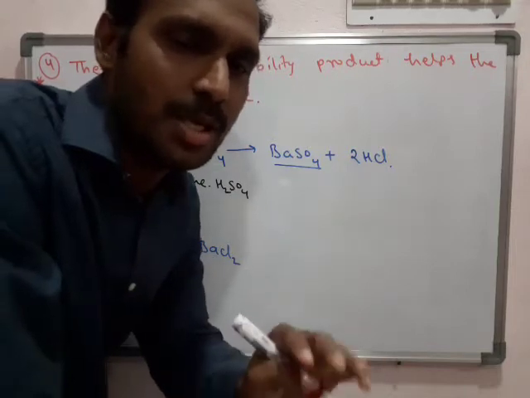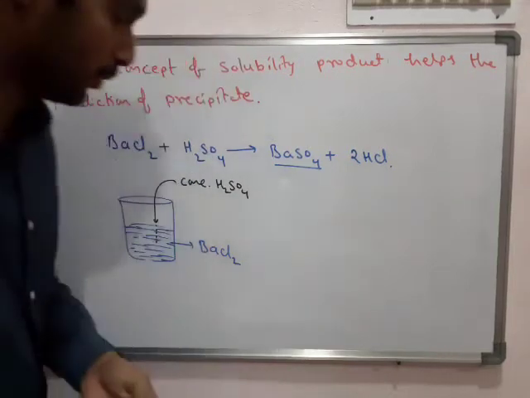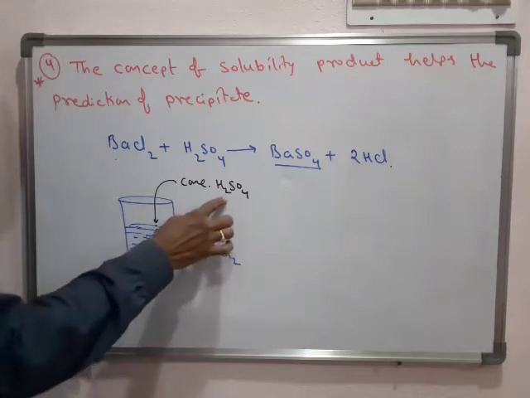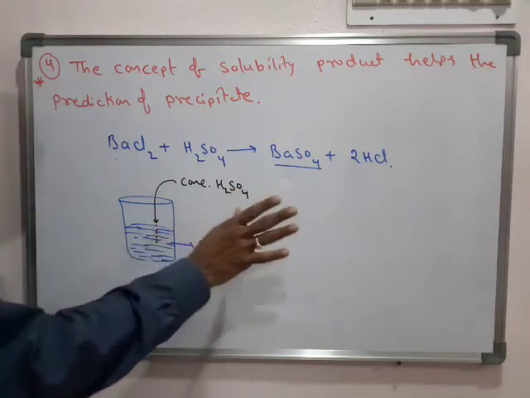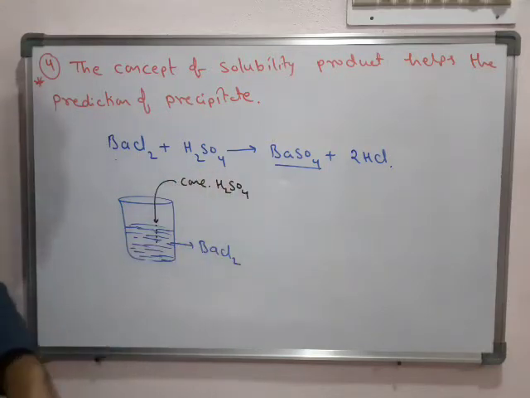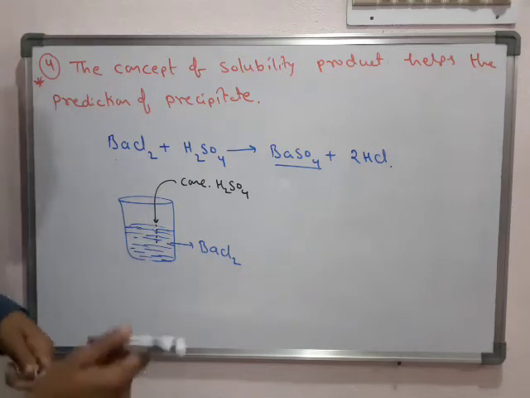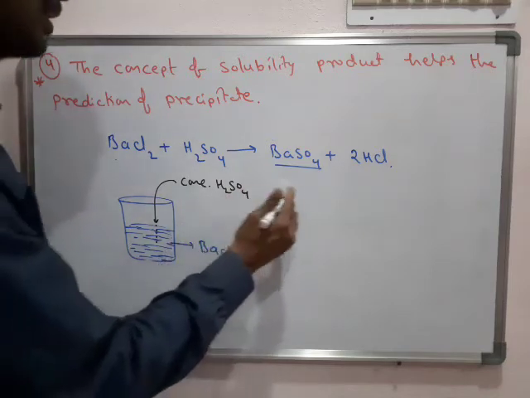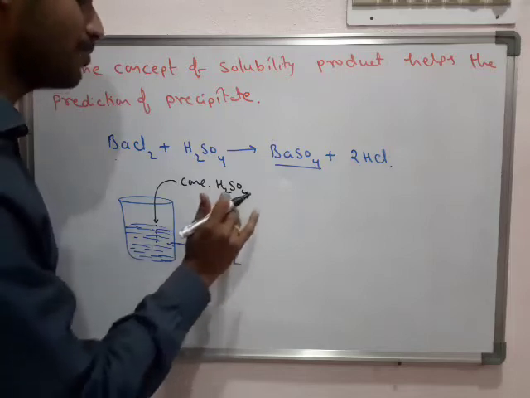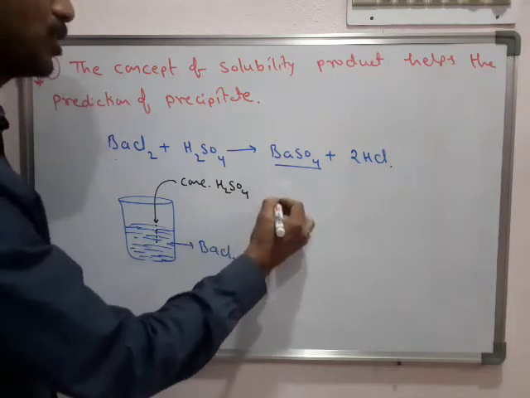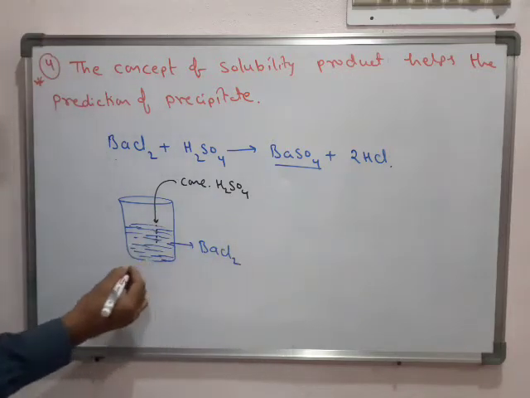That is called precipitation. So if you add H2SO4 to barium chloride, at the start there is no precipitation, but after some time there is a precipitation of barium sulfate. Starting with, no problem.